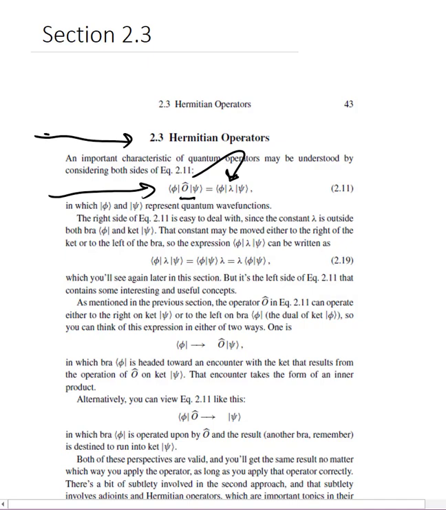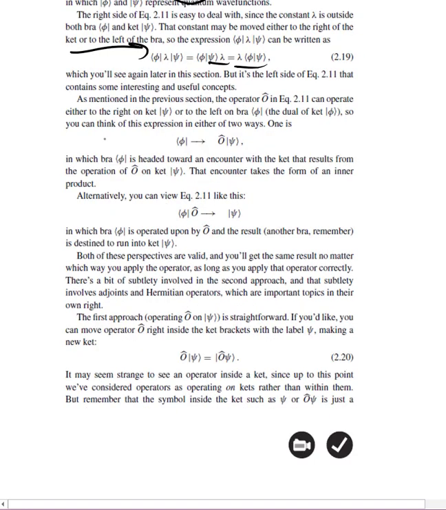And lambda being a constant, it means we can either move it out to the right or out to the left, and we show that down here, where lambda has been moved out to the right or out to the left, leaving the inner product of bra phi and ket psi. We're going to do more with that a bit later, but for now we're going to look at this left side. And one way to look at that is that we have the bra phi heading, as it says here, toward an encounter with the result of operating on ket psi with operator O. That's going to take the form of an inner product.